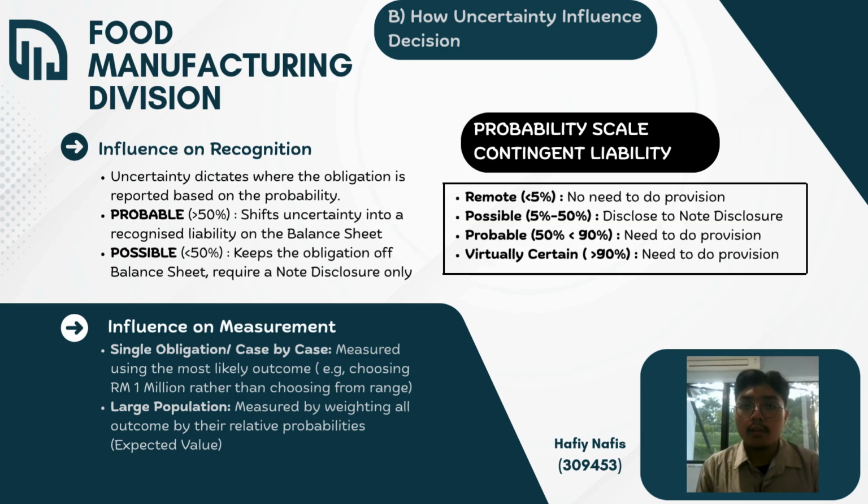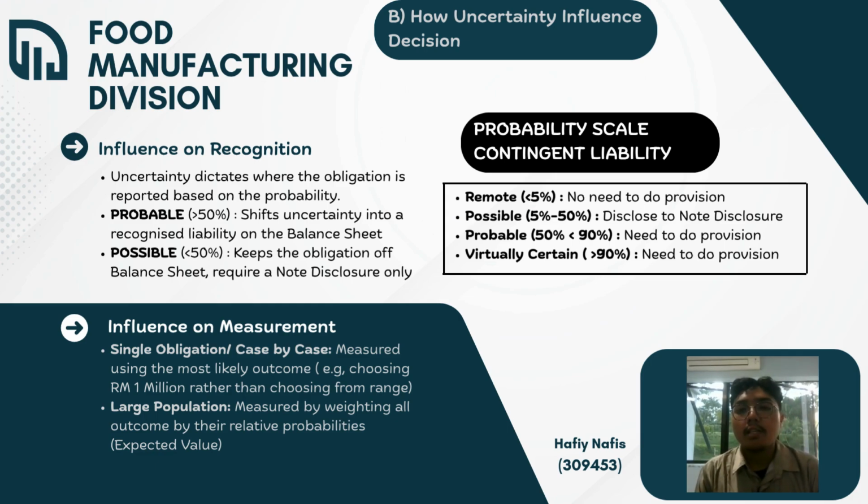For the product recall cost, we treat it as a provision because it goes above 50%, which is 70%. But for the consumer lawsuit, it is under 50%, which is 30%. Second, uncertainty heavily influences measurement. When dealing with a single obligation like the product recall cost under MFRS 137, it tells us to pinpoint the most likely outcome rather than using the range as a whole, which is why we settled on exactly 1 million ringgit.